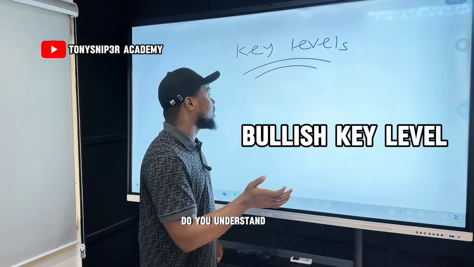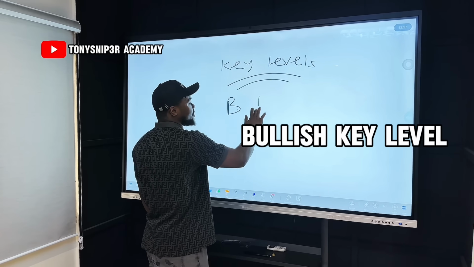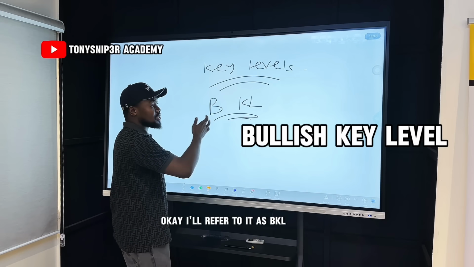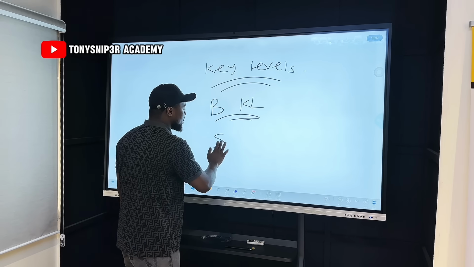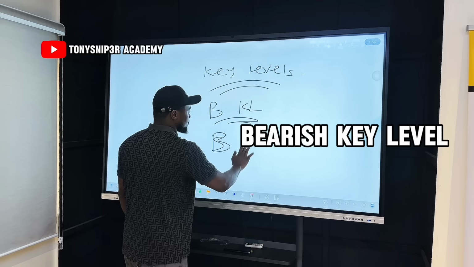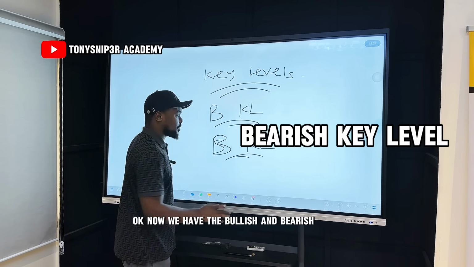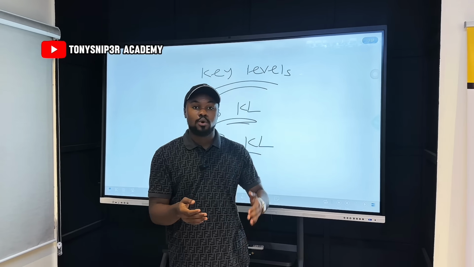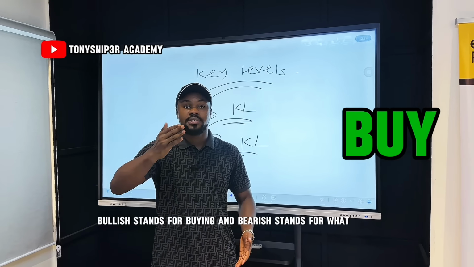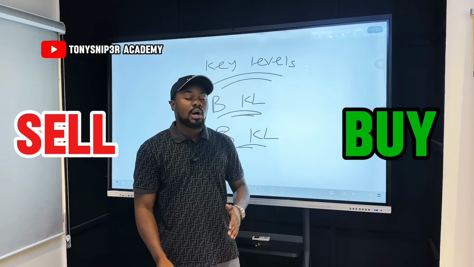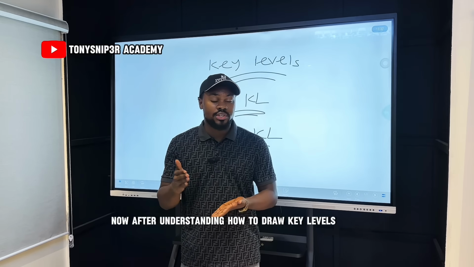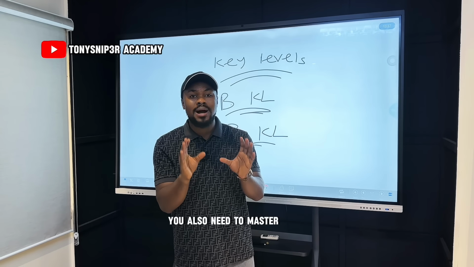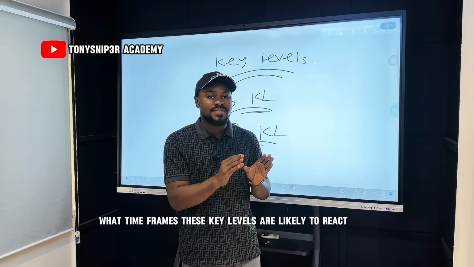Do you understand? Now we have the bullish key level. Okay, I'll refer to it as BKL. And we have what? The bearish key level. Okay, now we have the bullish and bearish. Of course, bullish stands for buy and bearish stands for what? For sell.